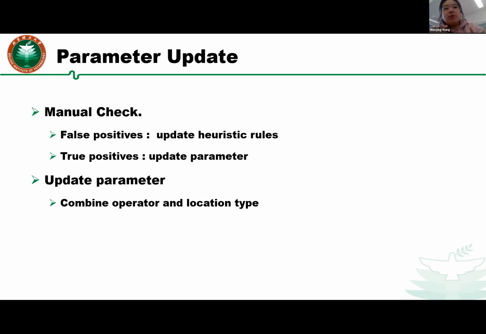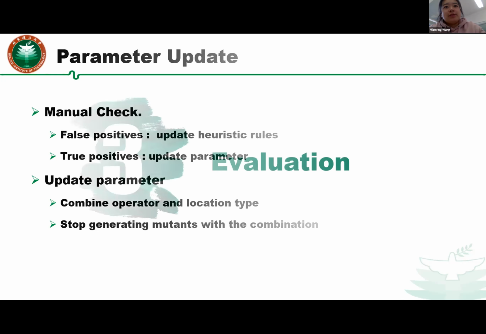Before mutation, we combine the operator and the location type. Now we stop generating the mutants with this combination. This can prevent producing similar mutants and make the testing more efficient. That's all for our approach. Now we turn to the evaluation part.